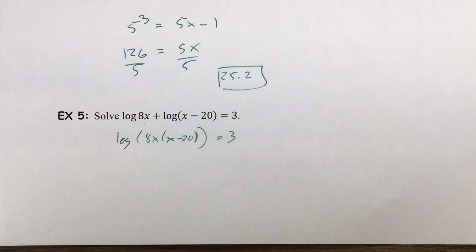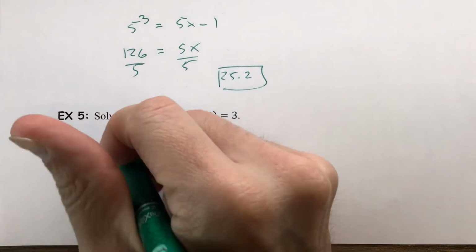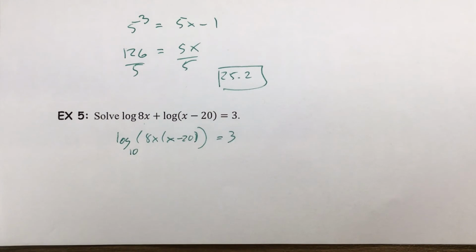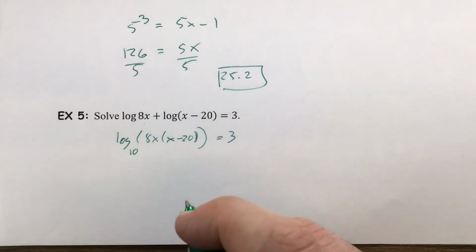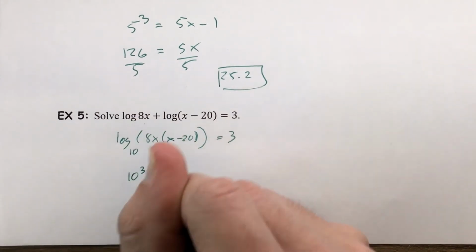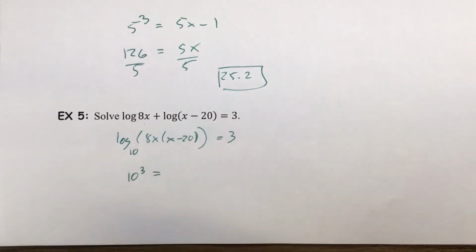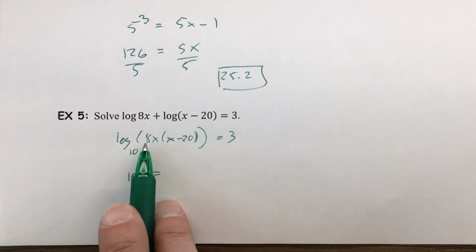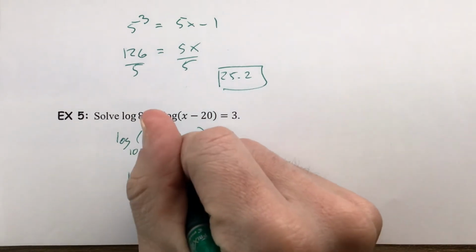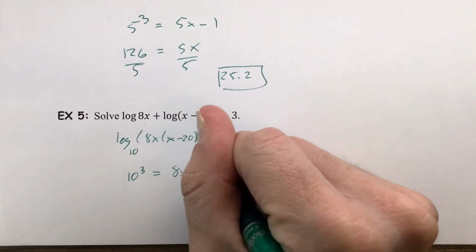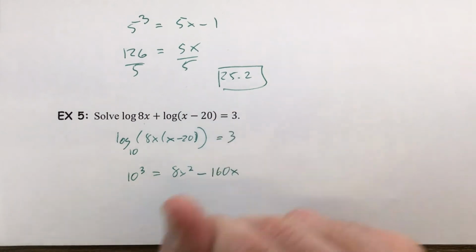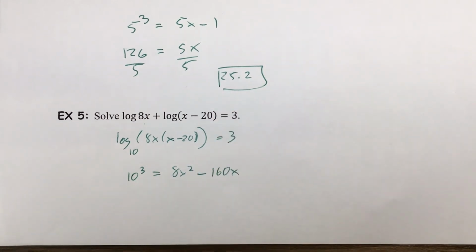All right, now I'm going to go ahead and take care of a couple things here. One, we've got a base of 10, so we can go ahead and do a little bit of a switch. We can write this as 10 to the 3rd power and set that equal to all of this. Okay, but what I'm going to do is go ahead and multiply that through. So that's going to give us 8x squared minus 160x. Okay, so take care of a couple things there.